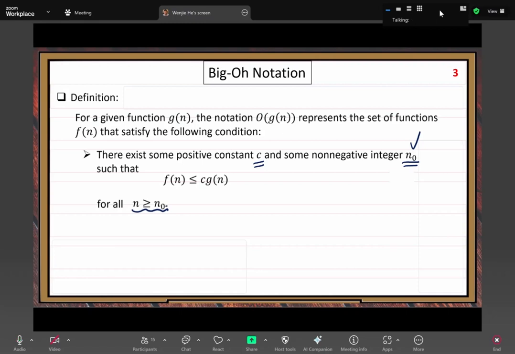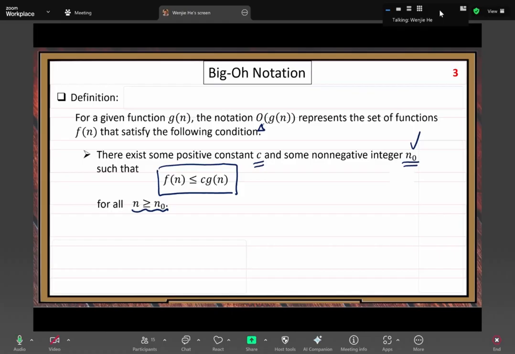Here you can see the main part of the condition is this inequality. When we talk about big O notation, we only look at the upper bound of f function. We do not look at the lower bound. Only upper bound. That's our main condition.